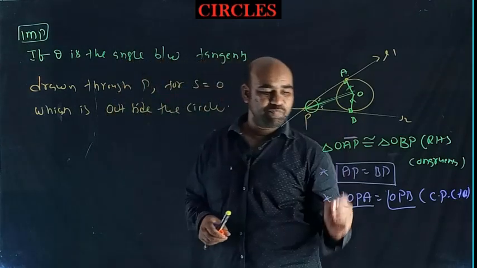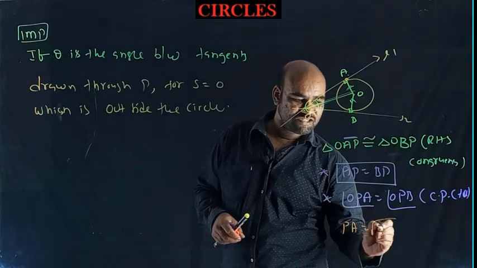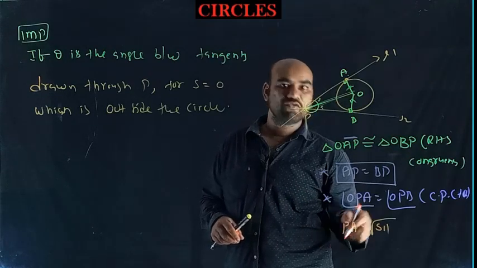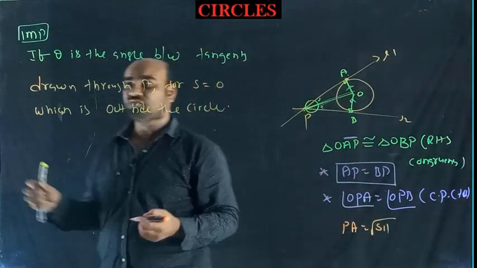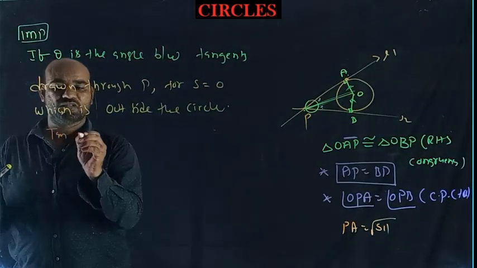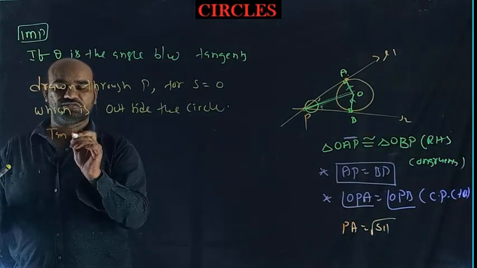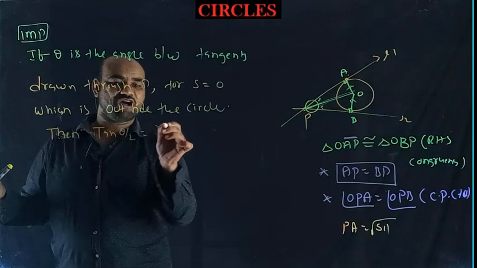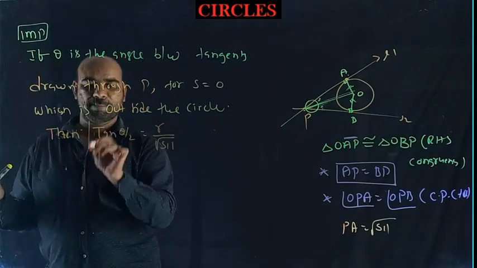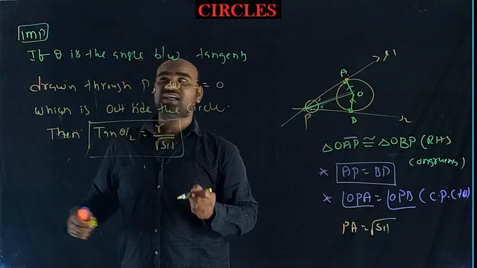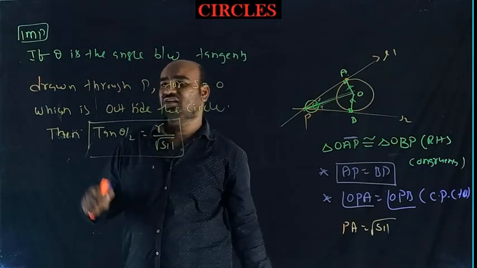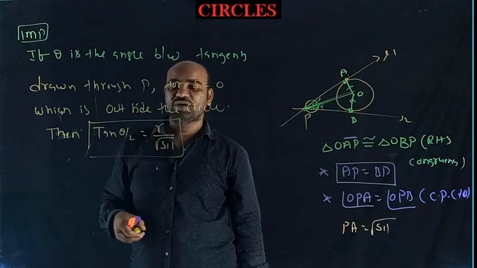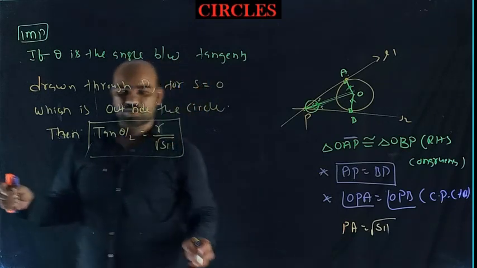So already we proved that PA is nothing but root over S11. Already proved: length of line segment PA equal to root over S11. Then tan theta by 2 equal to r by root over S11. Theta is the angle between the tangents drawn through P for S equal 0, which is outside the circle, means the point is outside the circle. Not a big problem to prove it.